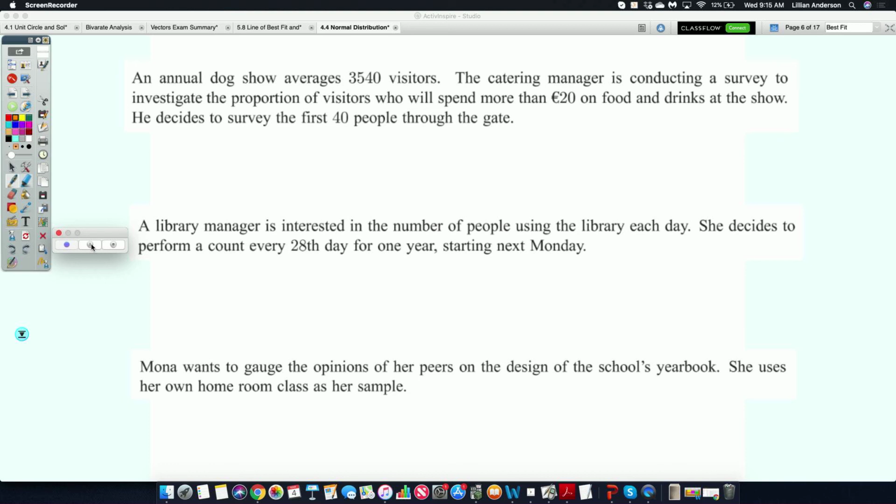Think about it first. An annual dog show averages 3,540 visitors. The catering manager is conducting a survey to investigate the proportion of visitors who will spend more than 20, was that euros? Yes, euros, on food and drinks at the show. He decides to survey the first 40 people through the gate. What type of sampling technique is that?